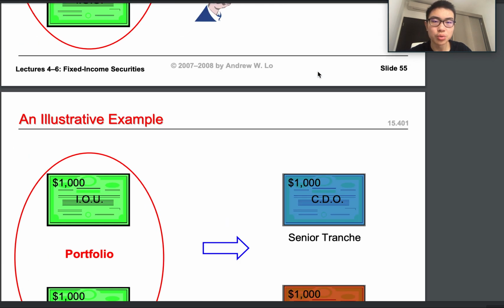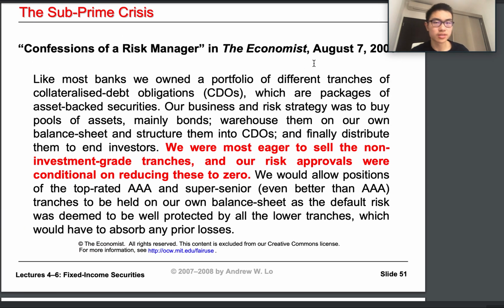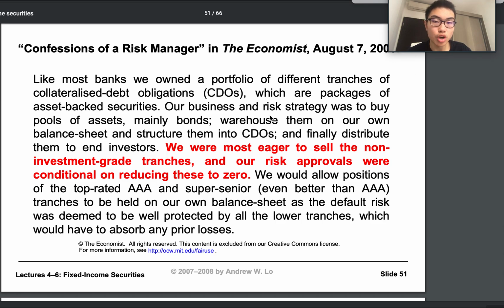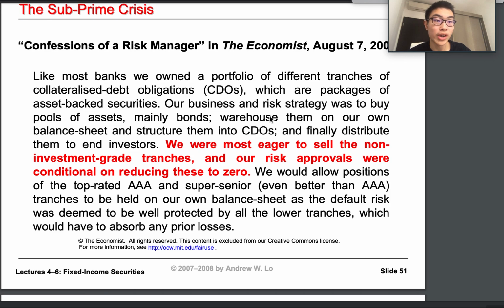And now I'm going back to the quote that I wanted to return to. This was written by a famous banker, and look at what he's saying. Like most banks, we own a portfolio of different tranches of collateralized debt obligations, which are packages of asset-backed securities. Our business and risk strategy was to buy pools of assets, mainly bonds, warehouse them on our own balance sheet, structure them into CDOs, and finally distribute them to end investors. We were most eager to sell the non-investment grade tranches, and our risk approvals were conditional on reducing this to zero. We allowed positions of the top-rated AAA and super senior, even better than AAA, tranches to be held on our own balance sheet, as the default risk was deemed to be well protected by all the lower tranches, which would have to absorb any prior losses.